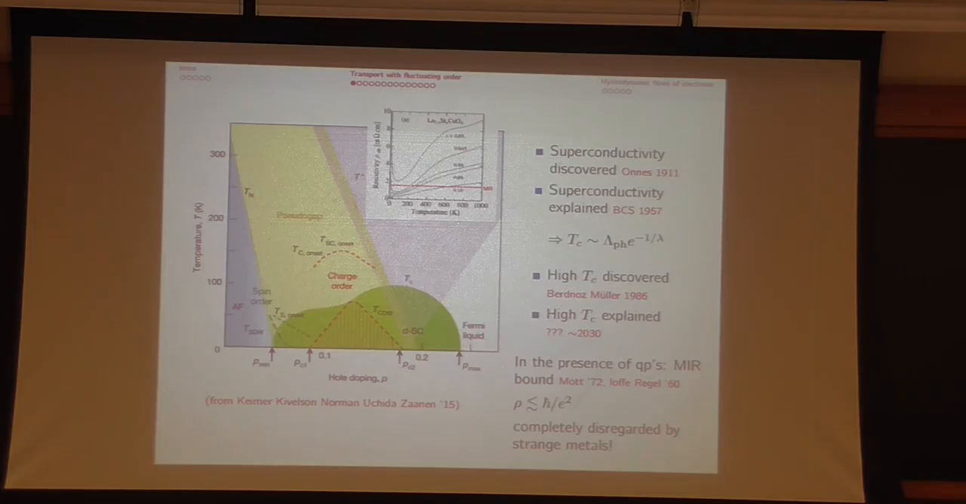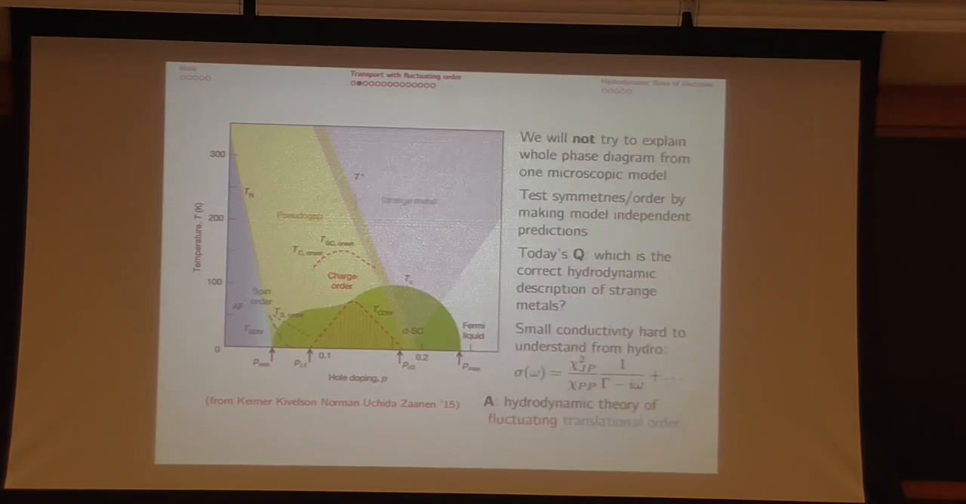The fact that this bound is completely disregarded by the strange metal phase, where the resistivity doesn't seem to care about this bound, is very suggestive that you'll need a non-quasiparticle picture. So our goal in applying hydrodynamics to this problem is not to explain the whole phase diagram from a microscopic model, but instead to use the fact that hydrodynamics relates fundamental assumptions about symmetries to observables, to figure out which symmetries are relevant where. Where do we have a certain type of order?